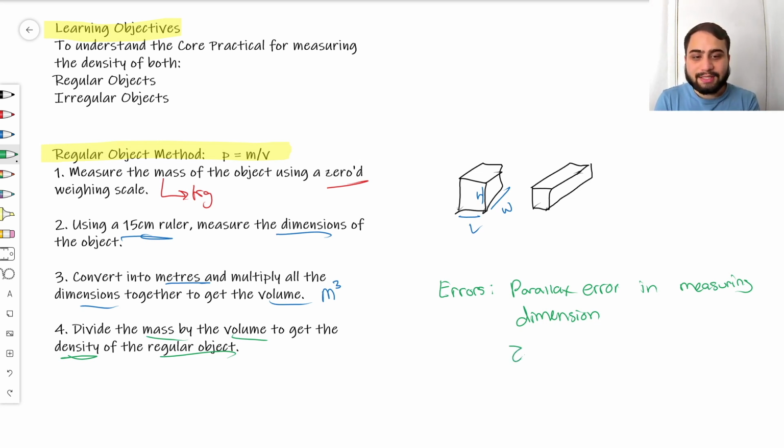Then there's also zero error. This is both in the scale, but more commonly, because most scales that we use nowadays are digital, we don't really have to worry too much about zeroing them. This is again in measuring the dimensions, because if your ruler isn't exactly at zero at the corner, you introduce some form of systematic error, right? Error that's present throughout your entire experiment. So those are the two sources of error for the regular method.